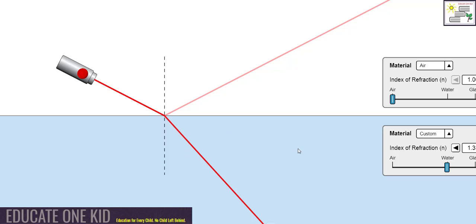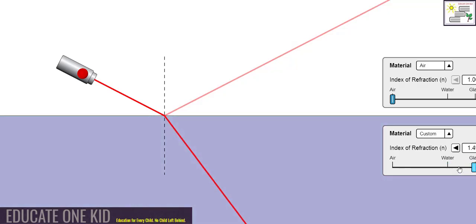What would happen if we changed the water into glass? Let's find out. You see, the light is bent even more. This is called refraction.